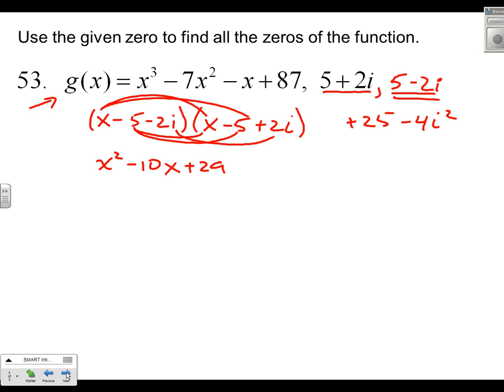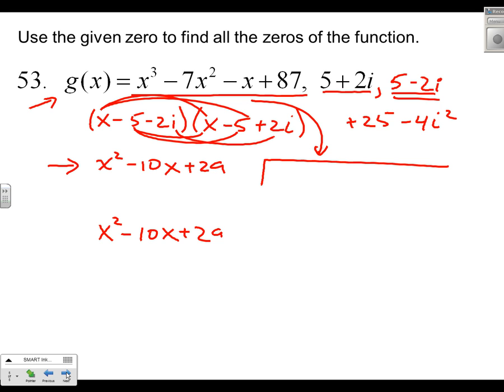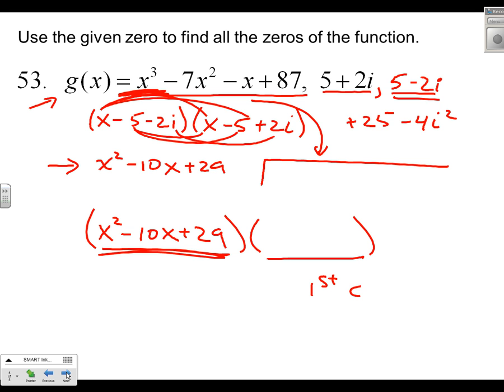Now, that is a factor of this, which means it will evenly divide it. I got a shortcut for you here, though. Yes, you could long divide this guy into there and find your last missing factor. But if x squared minus 10x plus 29 is a factor, this is a second degree. I need something to multiply by it to be a third degree. This must be a first degree. It's linear.